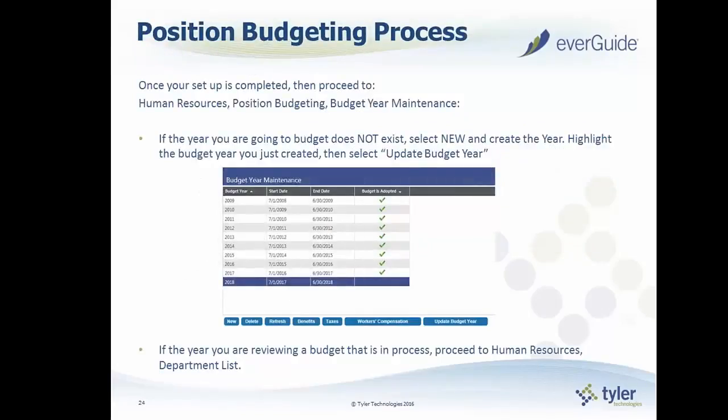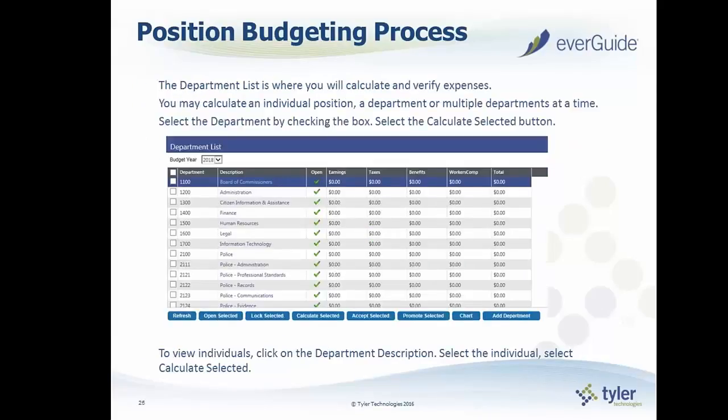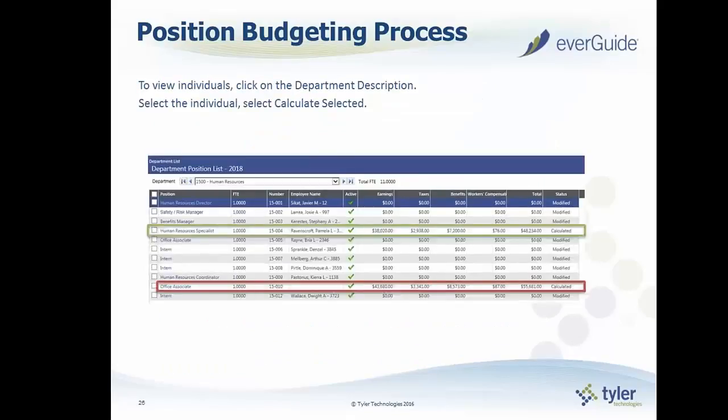So the position budgeting process, once it's completed, you've updated the budget year. Here's where I've initialized. I just described that to you. I'm going to move forward. Then what you do after it's initialized, you go to the department list, so the Human Resources Position Budgeting Department list. This is where you get to work on it. Now you'll see your departments here. To get into the department, to see the individuals, you click on the description of the department. It's from there that you can do the calculations.